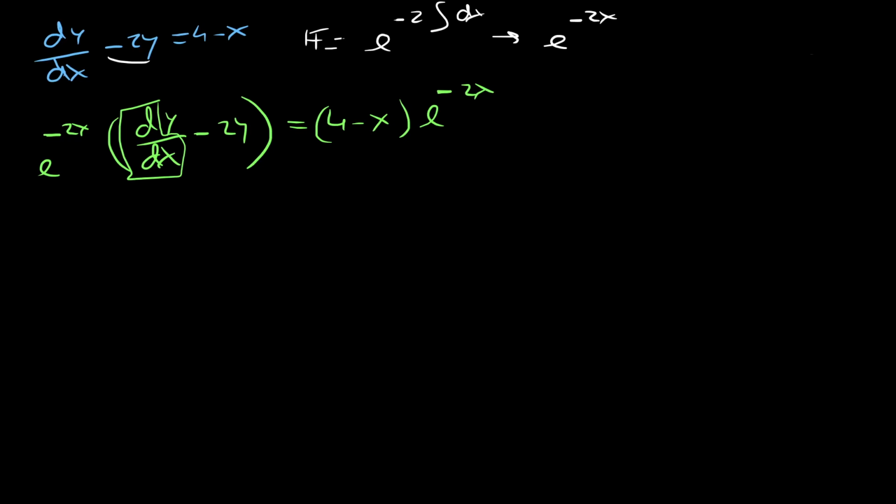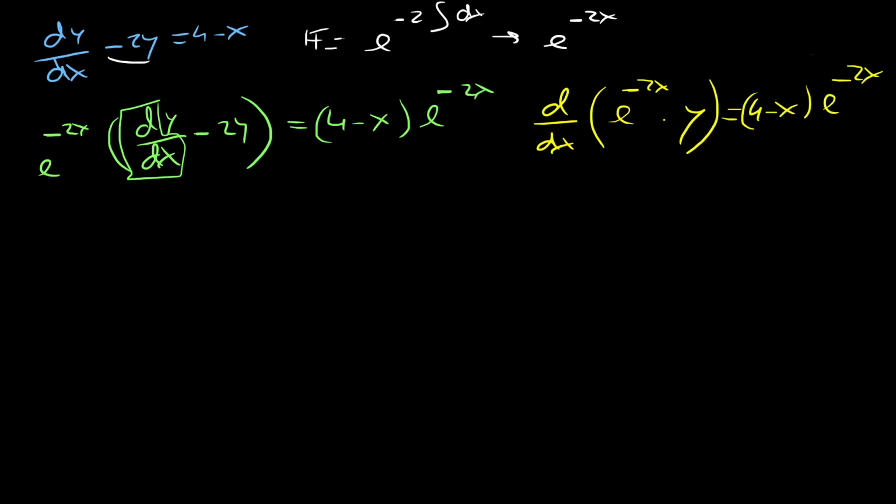So now we get rid of this one, get it outside. So we have d/dx of e^(minus 2x) times y equals 4 minus x times e^(minus 2x). So the next step is to integrate both sides. When we do that, we get rid of the whole thing from the left. So we get just e^(minus 2x) times y. And then we are integrating this side: 4 minus x e^(minus 2x) dx.